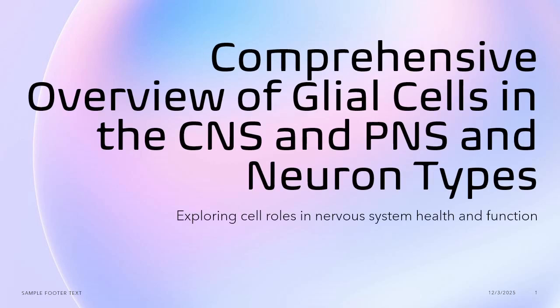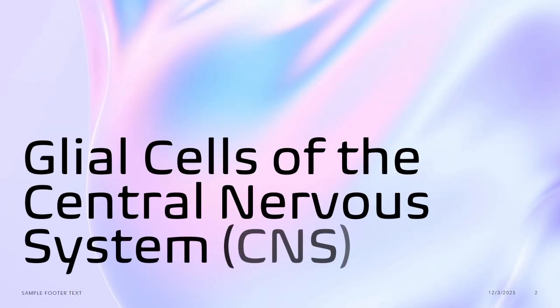So in this presentation, we're going to be looking at glial cells in both the central and peripheral nervous system. And then we'll also look at some of the different neuron types based on functional as well as structural classifications. And we're going to start with our glial cells of the central nervous system.